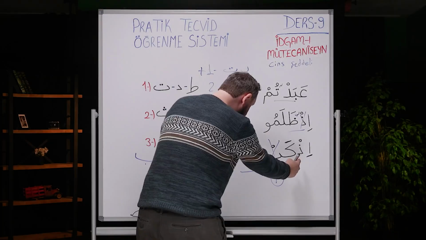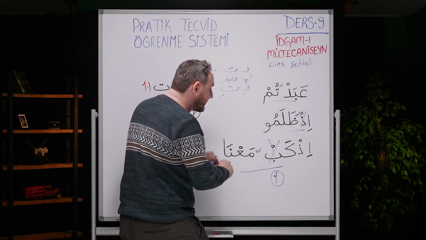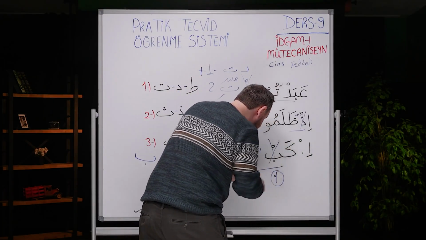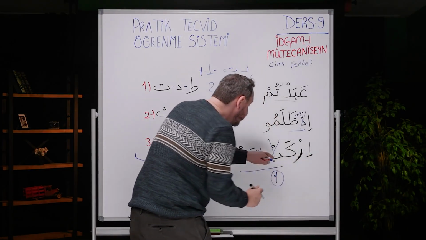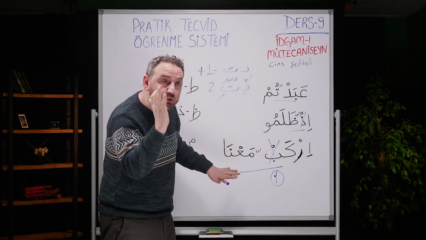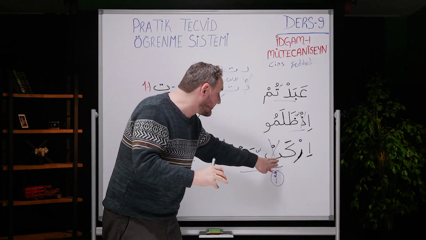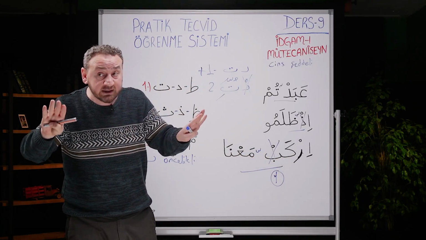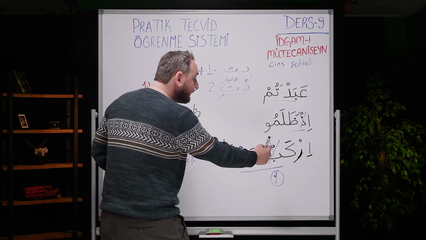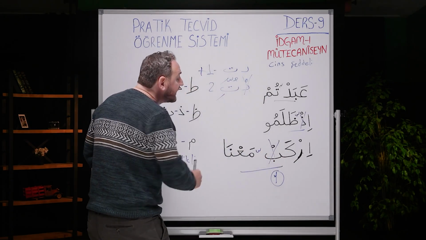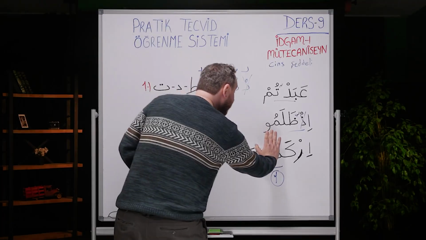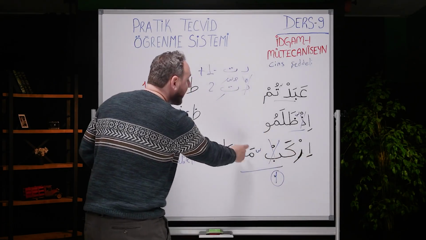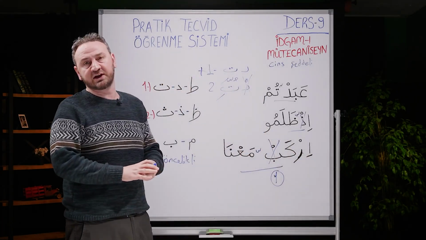Idgham Mutajaanisayn. This should have been irkab ma'na. Let's put a ra here. Irkab. Irkab ma'na. Normally, it would be irkab ma'na. But no, now we know Idgham Mutajaanisayn. What are we going to do? We remove ba, the letter ba is gone. We hide ba and read this as irkab ma'na by also giving it Shaddah.